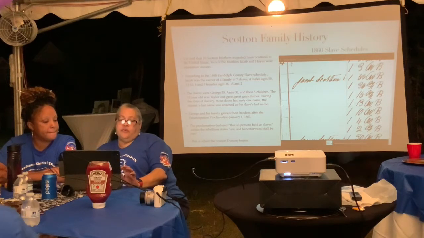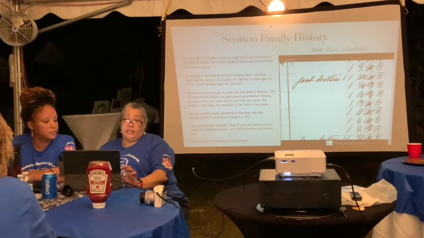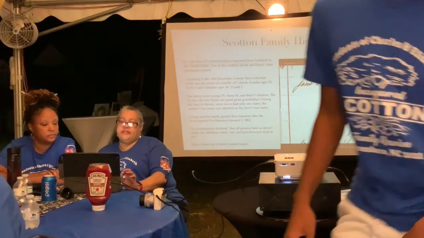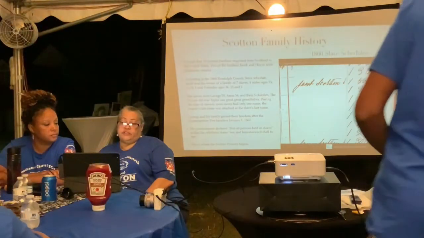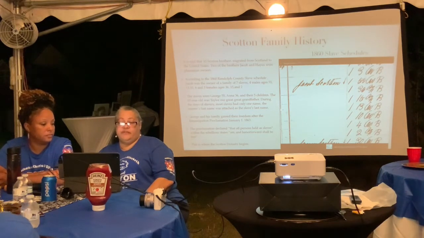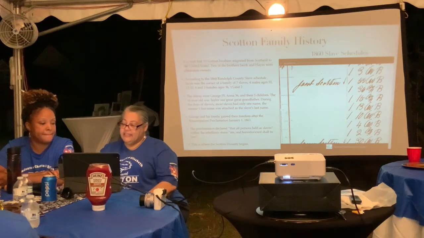As many of you know, as far as last names, slaves only had one name. You were given the last name of your owner. George and his family gained their freedom at the Emancipation Proclamation in January of 1863. The proclamation declared that all persons held as slaves within the rebellious states are and henceforth shall be freed. And so this is where the Scotton dynasty starts and begins.